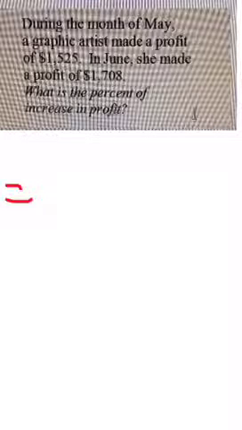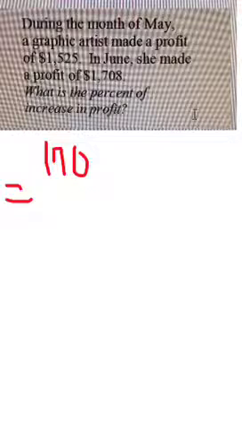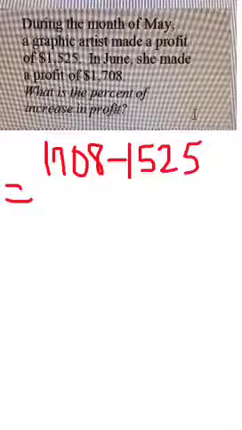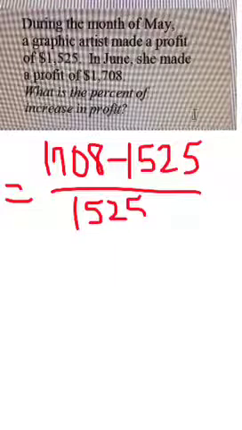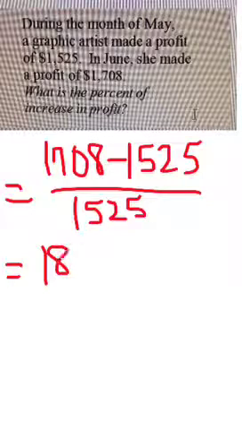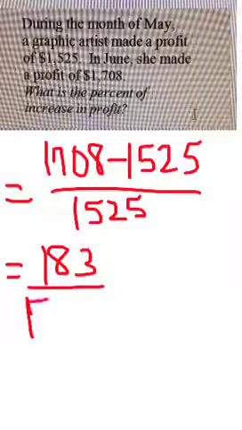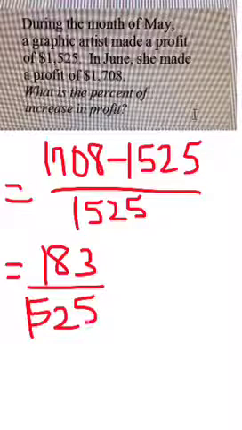Again, the first step, subtract your numbers. And that is all over your original number. The original number in this case is 1,525. So subtracting the numerators, we get 183 on top over 1,525.